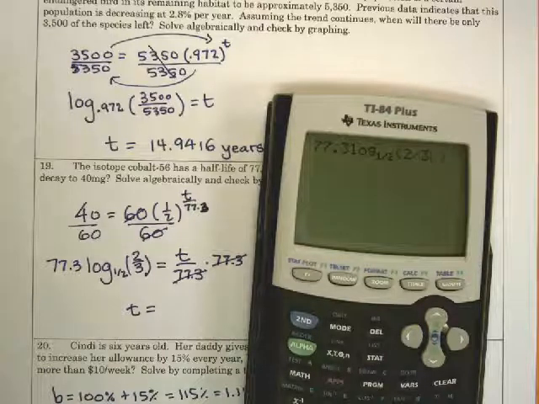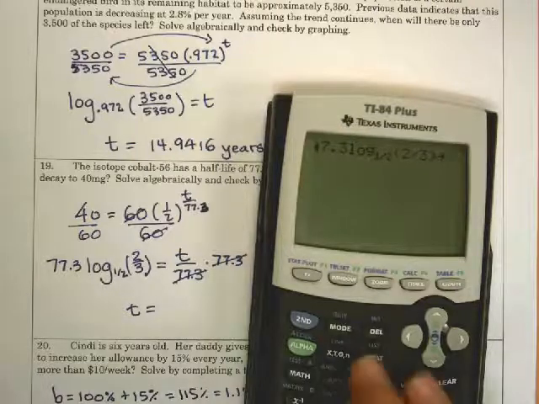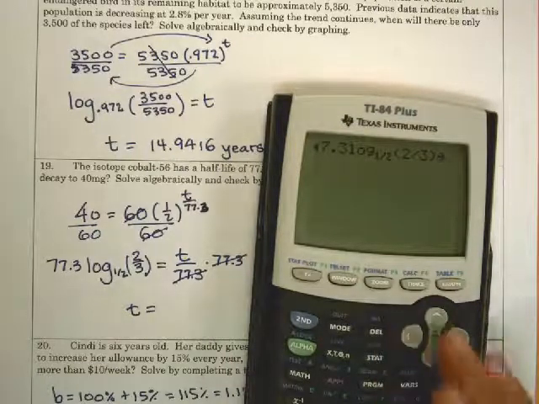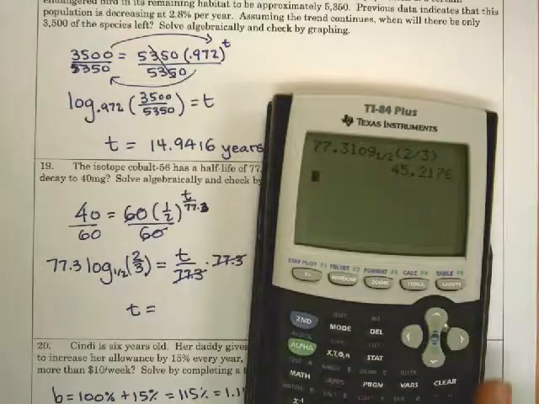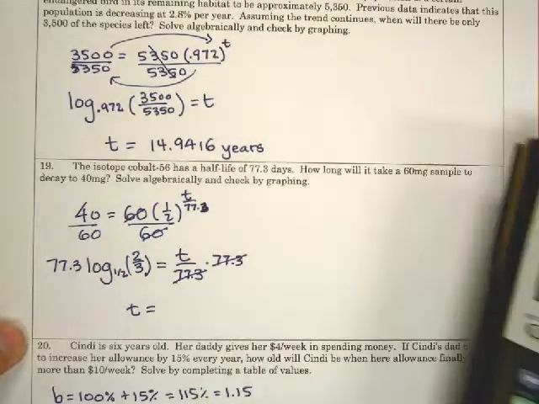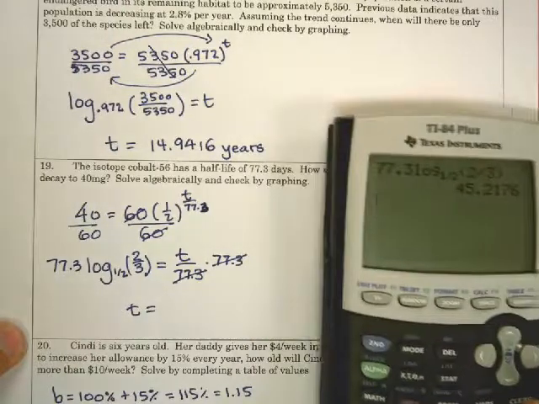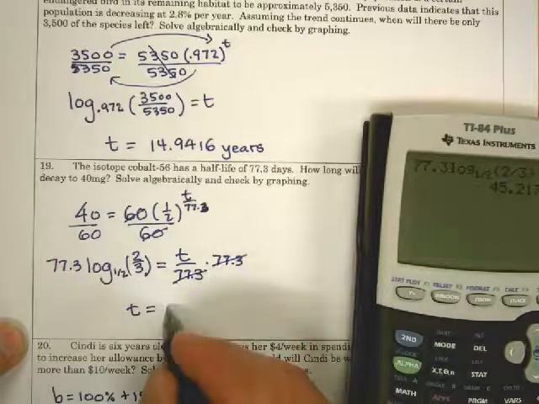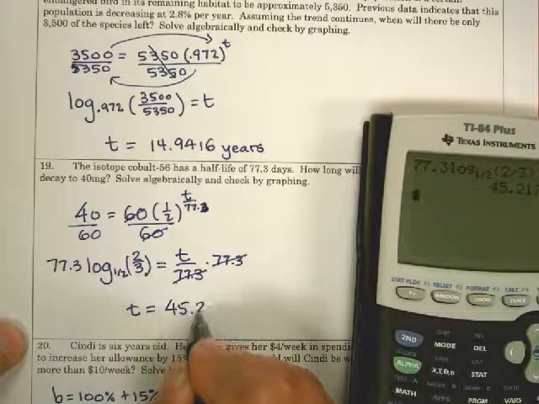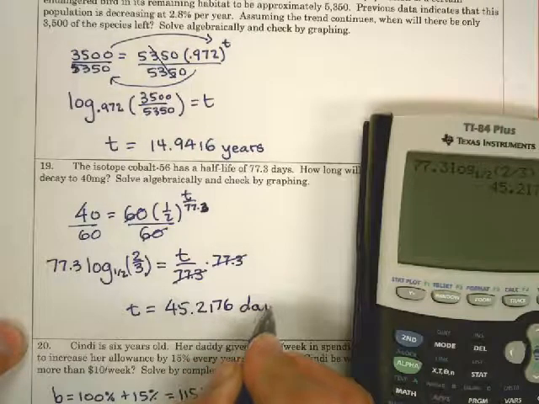All right, I'm going to check this. We're going to check it the other way, so never mind that. All right, so 45.2 years. Are these years or days? Oh, these are days. Okay, so 45.2176. A little bit of overkill to use that much accuracy on this problem, but that's days.